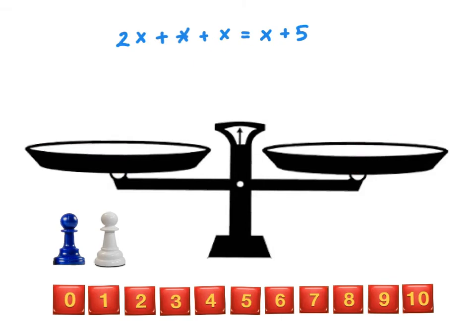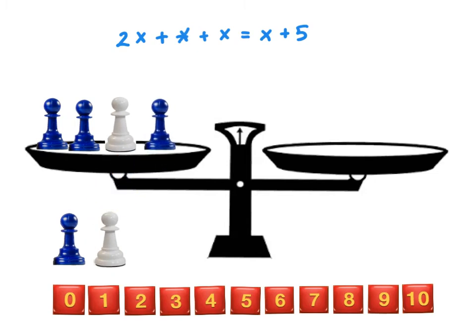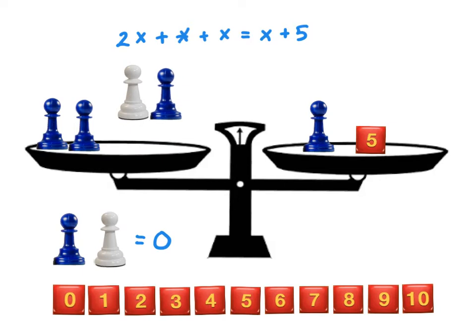Here's another example. We have 2x plus star plus x equals x plus 5. Setting that up, we have 2 x's, a star, another x, and on the right-hand side an x and a 5. We just learned that a 0 pair, a star and an x together on the same side, has a value of 0, so they can be removed together. So I see a 0 pair right here, and I'm going to remove that 0 pair.